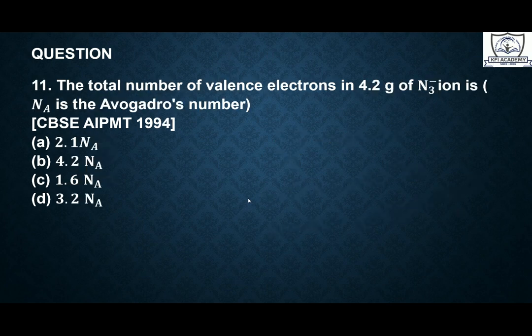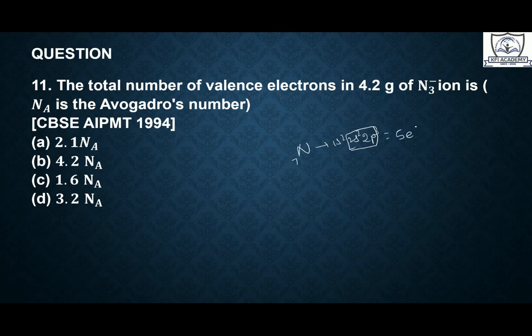Okay, the next question. The total number of valence electrons. What do you mean by valence electron? Yes, very good. Valence electrons are nothing but the electrons present in the outermost energy shell. So we know the electronic configuration of nitrogen. What is it? Nitrogen, atomic number 7: 1s2, 2s2 and 2p3. So the valence electrons of nitrogen are 5.